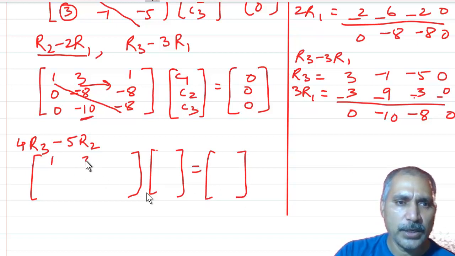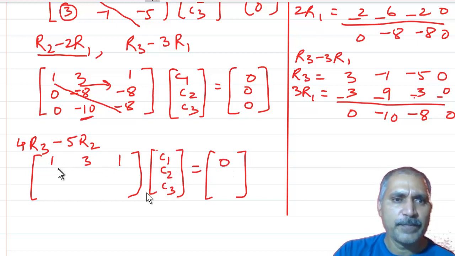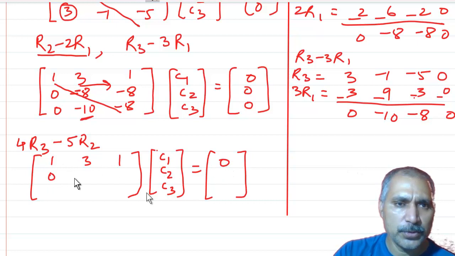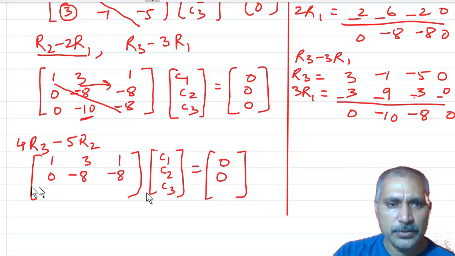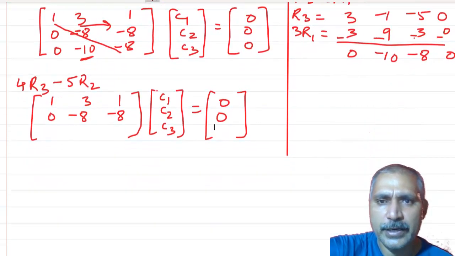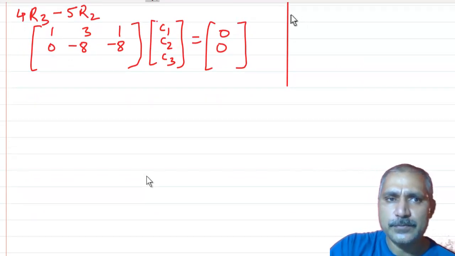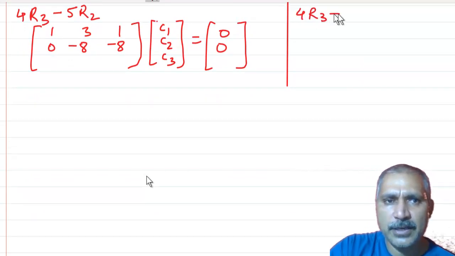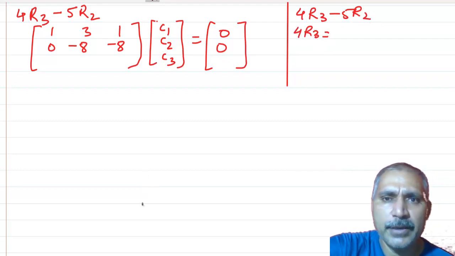1 is 1, 3, 1. Here we are having C1, C2, C3. Here it is 0. Now we will be writing row number 2: 0, minus 8, minus 8, and here it is 0. We will be having the operation on row number 3. We will be writing that operation: 4 times R3 minus 5 times R2.